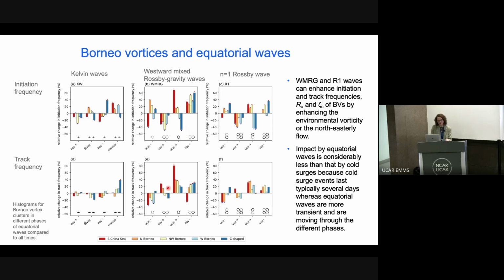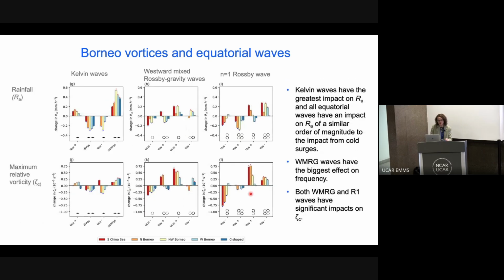When it comes to the track, it's also those two that have the biggest impact on modulating the track frequency. For instance, if we're in the negative phase, it has, for almost all except the C-shaped vortices, a negative impact, and if we're in the positive phase, it has for all of them a positive impact. And if we now look at the n=1 Rossby wave, we can see that if the negative phase is to the north and the positive phase to the south, then for the South China Sea and northern Borneo vortices, all of them except the C-shaped vortices, it's negative. And if we look at the opposite, it's exactly the opposite response.